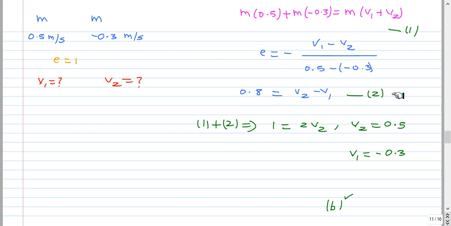So you have two equations in two unknowns, that is v1 and v2. Adding 1 and 2 we get v2 as 0.5 and v1 as minus 0.3. So the correct option is B.